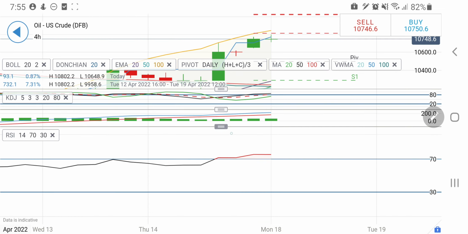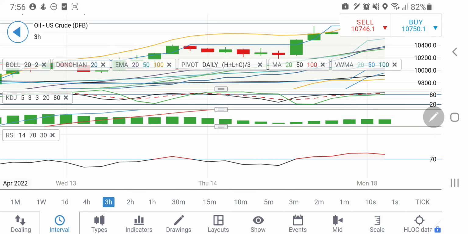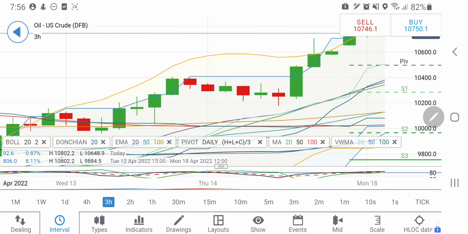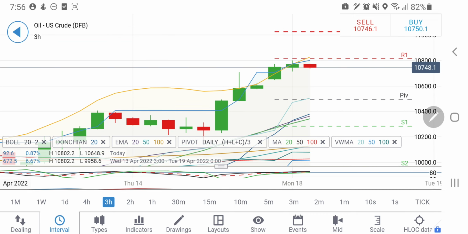MACD running parallel, divergent, and RSI overbought here, so a little drop is a must, and hence I will be watchful. I will be telling you the verdict later. On the 3-hour charts, it is reversal. On the 3-hour chart it appears we may see a reversal in oil, and the target now is 106, and below that it may try to head towards 105 and 104 levels also.